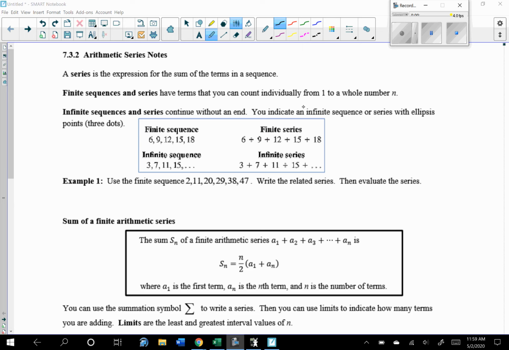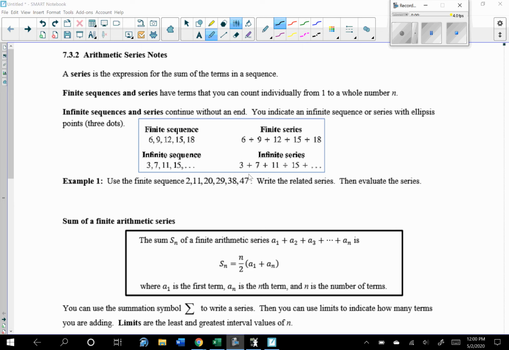So if we look at the first part, here we have a finite sequence. You just have the list of numbers and it stops. Here over to the right of that, we have a finite series, and you know it's a series because you can see it's the sum, so we have the plus signs in between. Below the finite sequence, we have an infinite sequence because of the 3 dots or points of ellipsis at the end. And then over to the right of that is the infinite series of that with the 3 dots at the end.